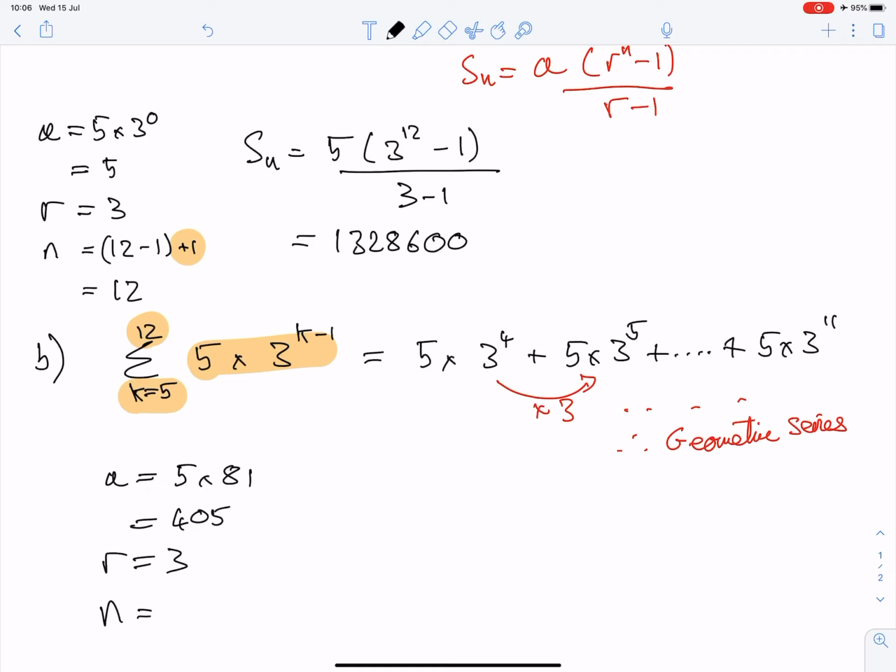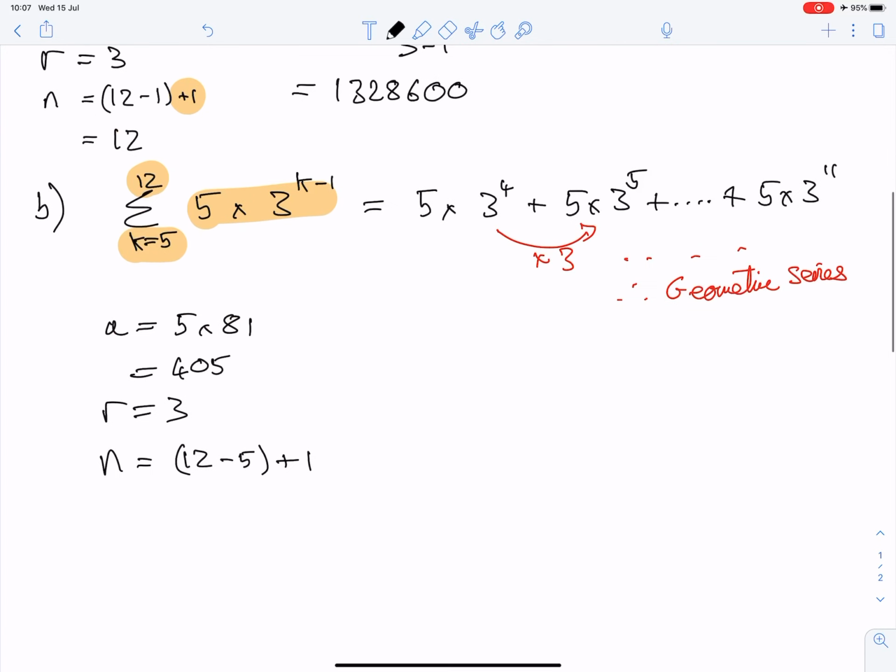How many terms have we got? Well, it's not just the number at the top, and this is why I've been going on about this from the beginning. It's not 12, it's 12 take away 5, which is 7. But then we need to add the 1, because you've got to count both ends. If you do the subtraction, you just find the difference, but you've got to include both ends, the term 5 and the term 12. So we get 7 plus 1 is 8 terms.